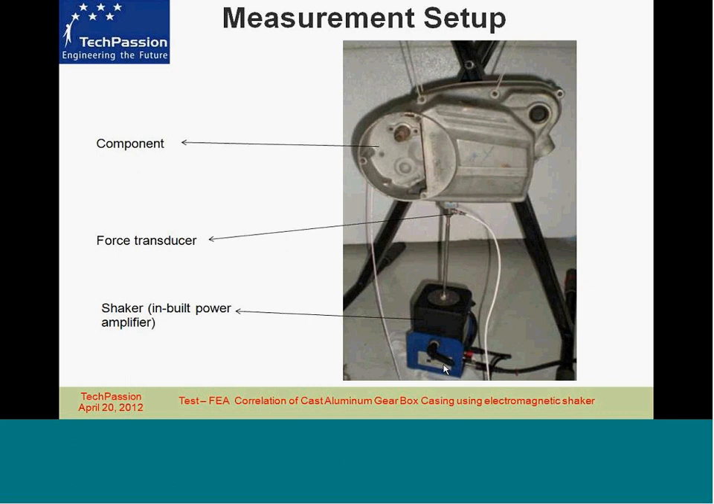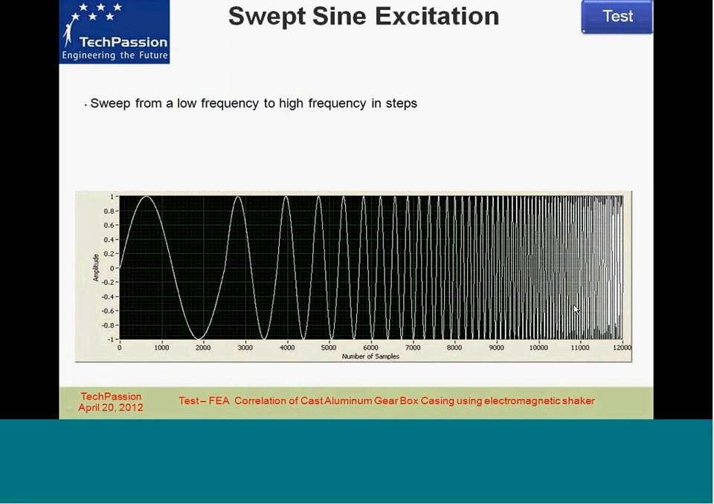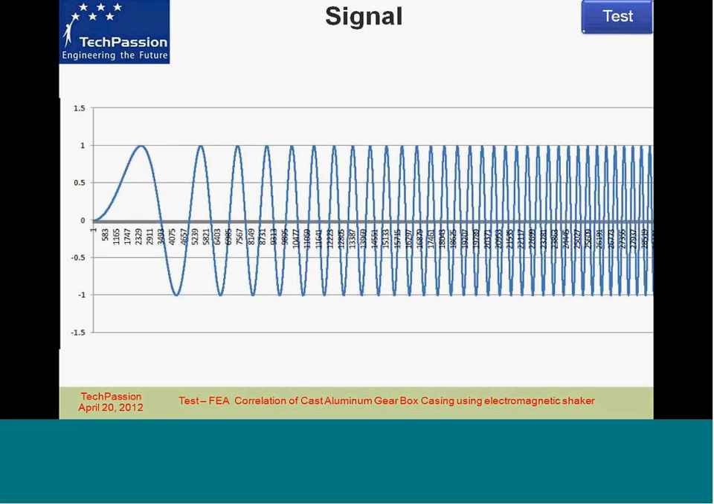So what type of signal does the shaker use to provide vibration to the component? The mathematical representation of the signal is what you have here. This is also referred to as a chirp signal or a chirp sine test. So what we have here is a sinusoidal signal whose frequency is continuously increasing. If I were to represent it as an equation, it will be sine of omega t squared, so the frequency is linearly increasing with time.